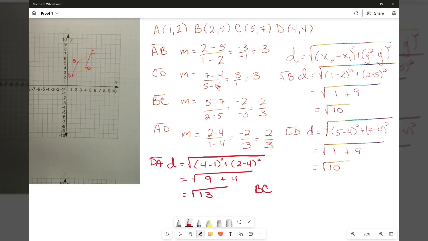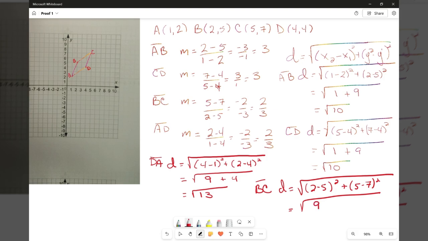So BC, the distance is equal to BC. Let's see. So 2 minus 5 squared plus 5 minus 7 squared equals the square root of 3 squared is 9 plus 2 squared is 4, and that is the square root of 13. So what we have is just a plain old parallelogram. It's not a square, it's not a rhombus.